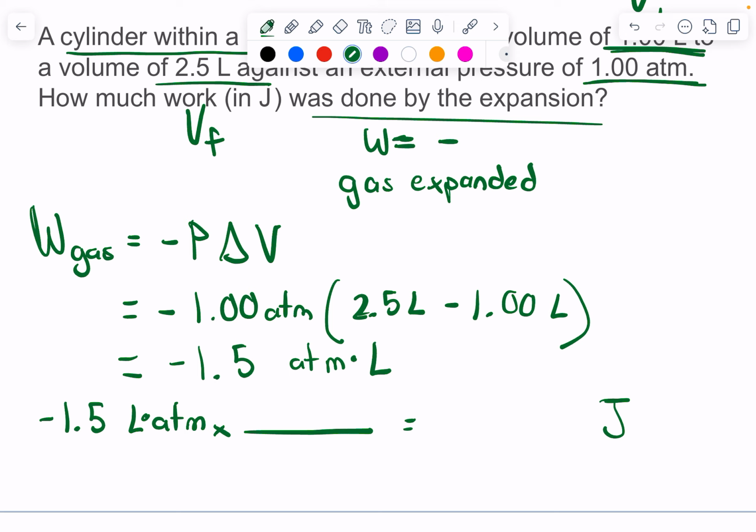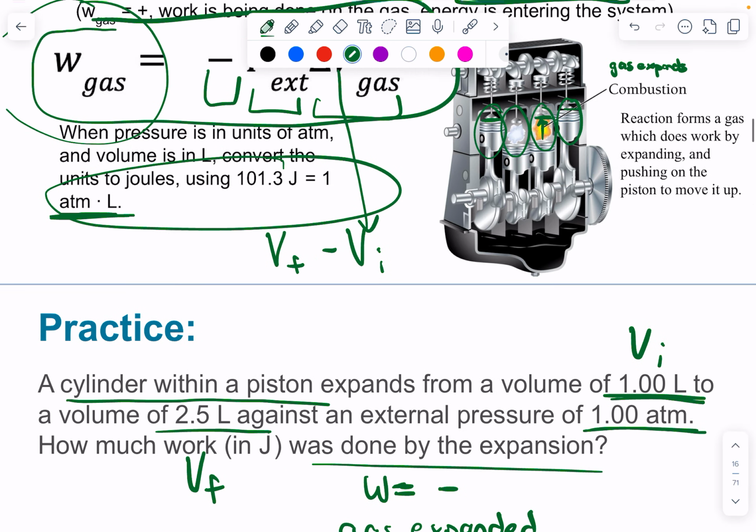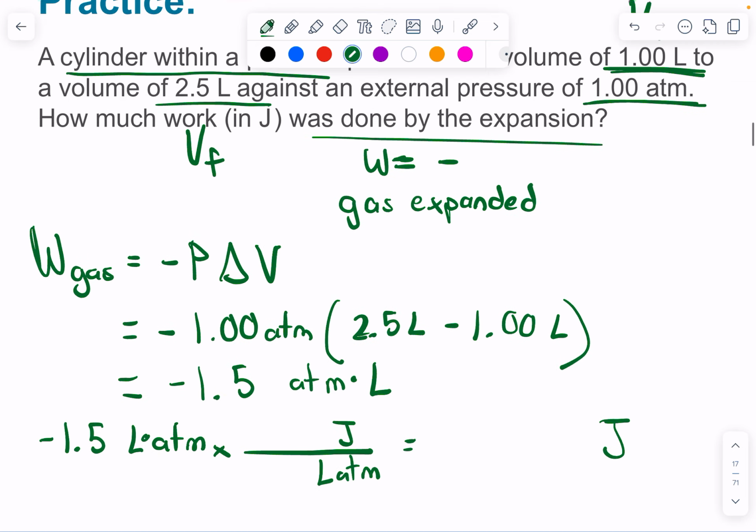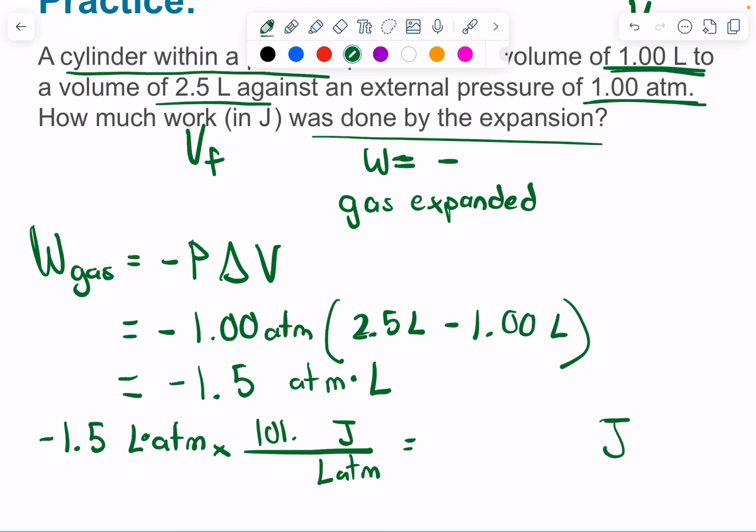Okay, so I have liter atmospheres. I want to get to joules, which means liter atmospheres need to go on the bottom. Joules needs to go on the top. And then I look at my conversion factor and it says 101.3 joules. So I'm going to put that with the joules, 101.3 for every 1 liter atmosphere. Okay, so now I just do that calculation. Negative 1.5 times 101.3 or negative 151.95.